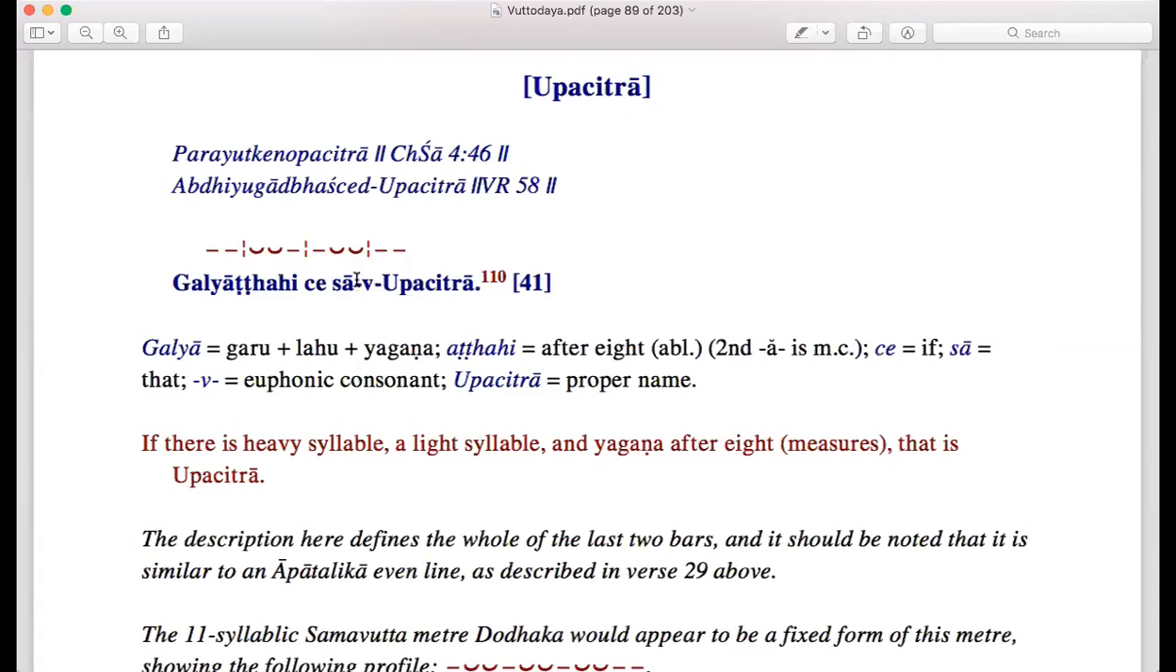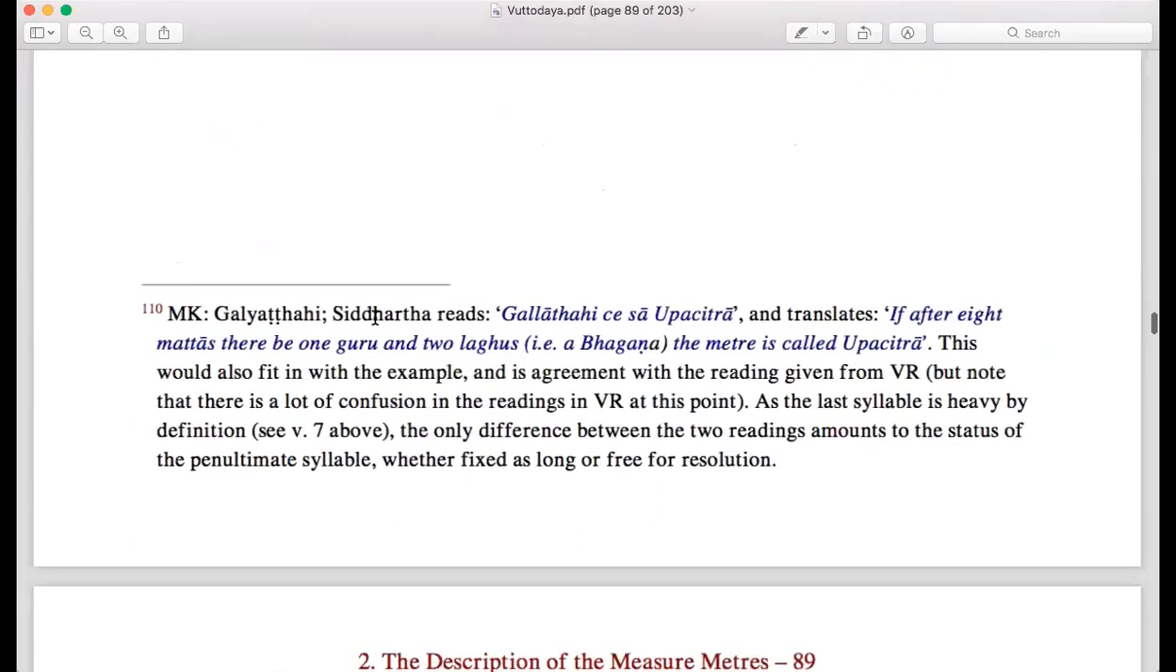We can only say there should be yagana and a lahu. Your question is very good, but the reason is that here V is not a separate measure. It should be considered as 1 measure after joining with U. This is 1 measure, right? Yes, that's the case. Okay, then let's go to the next verse.